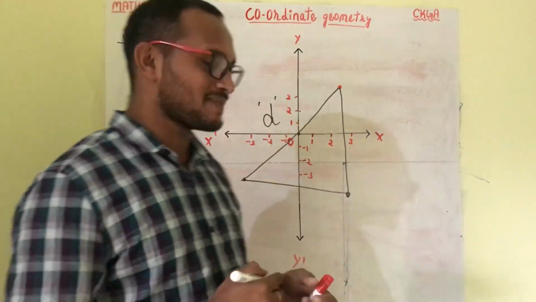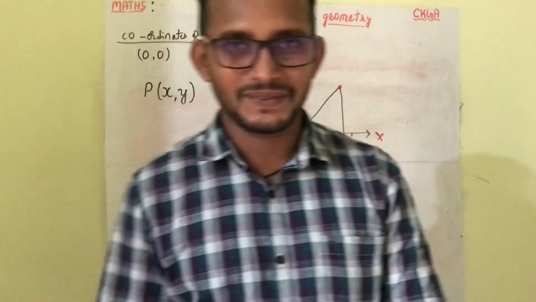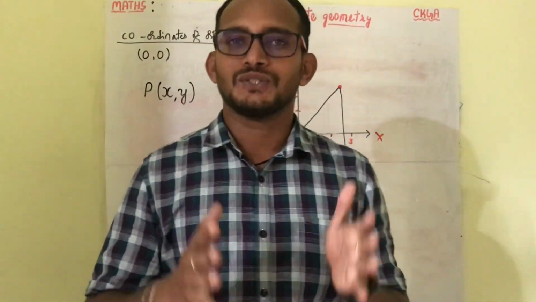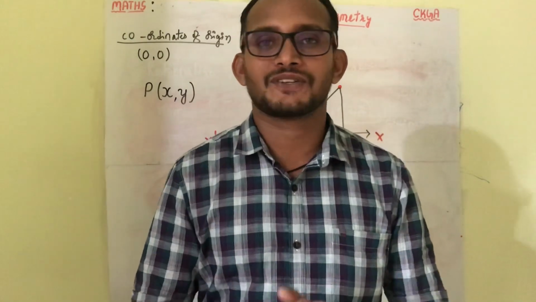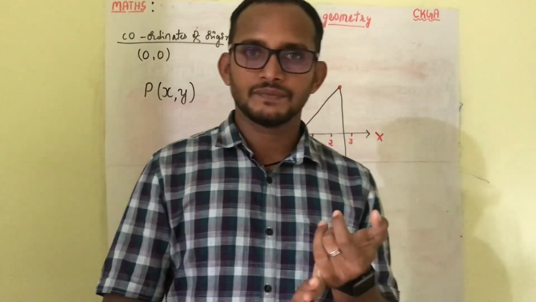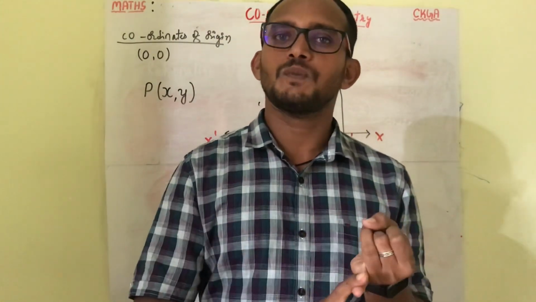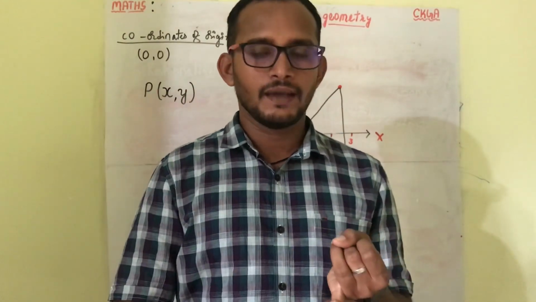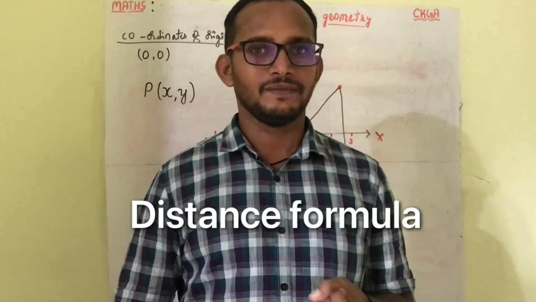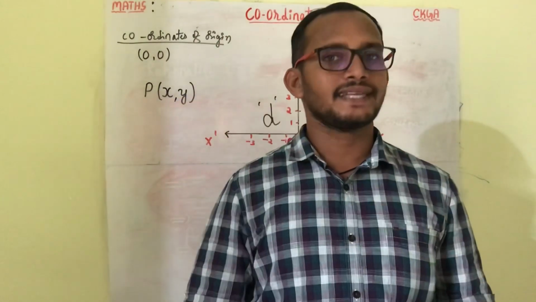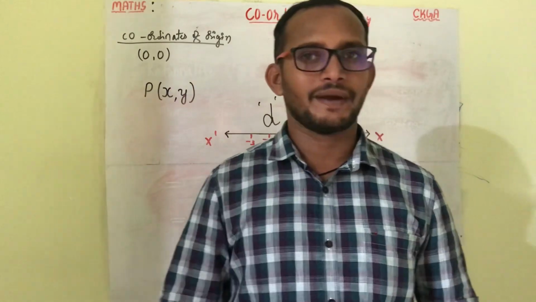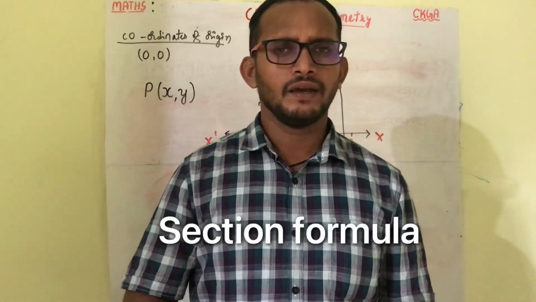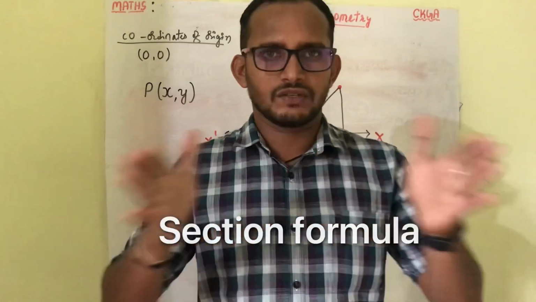In brief, let me not burden you; just let me introduce the lesson. What are the main objectives of this lesson? Number one, you can find the distance between any two distinct points on a Cartesian plane by using the distance formula. The distance formula is the first concept under coordinate geometry. The second one is the section formula. What is section? Section means to divide.